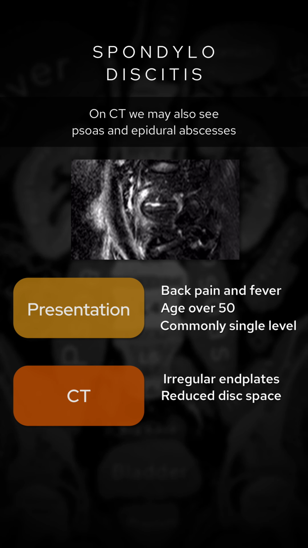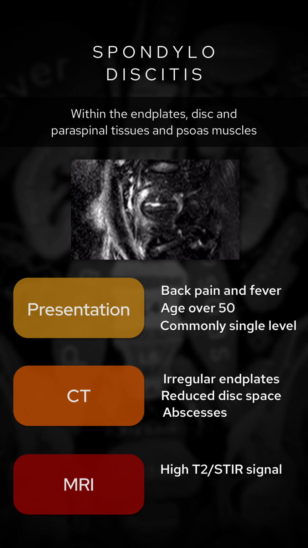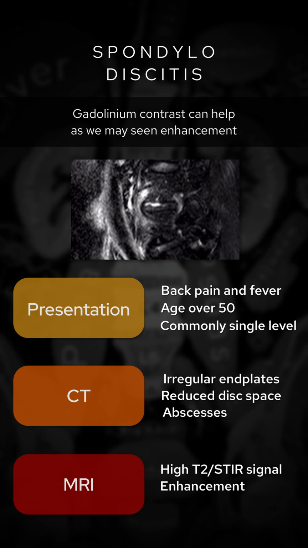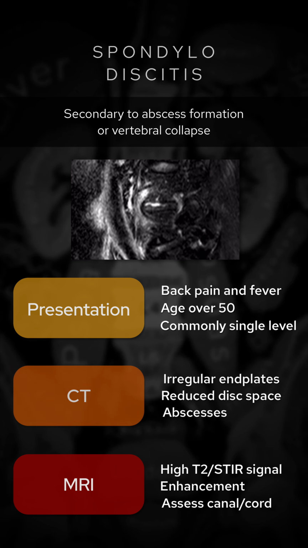On CT we may also see psoas and epidural abscesses, which can help make the diagnosis. MRI is more sensitive, and we're looking for high T2 or STIR signal within the end plates, disc and paraspinal tissues and psoas muscles. Gadolinium contrast can help, as we may see enhancement of the end plates, disc and peripheral enhancement of any abscesses. It's important on MRI to ensure there is no significant central canal stenosis secondary to abscess formation or vertebral collapse.